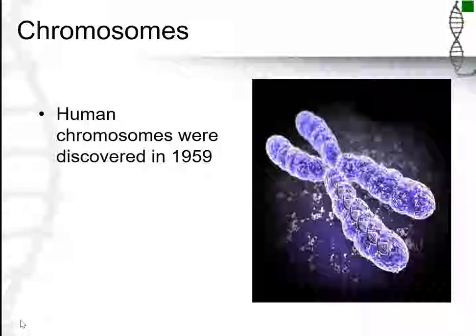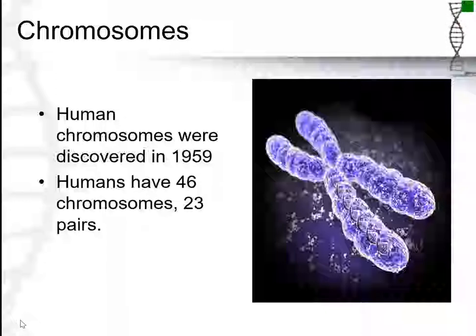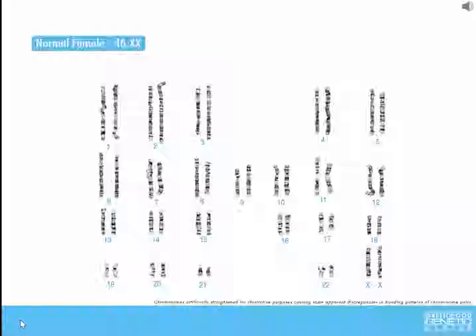Human chromosomes were first discovered in 1959, and humans have 46 chromosomes in 23 pairs. Here is a picture of a karyotype. This is the chromosomes put in size order. The largest human chromosome is 1. The smallest is actually 21.